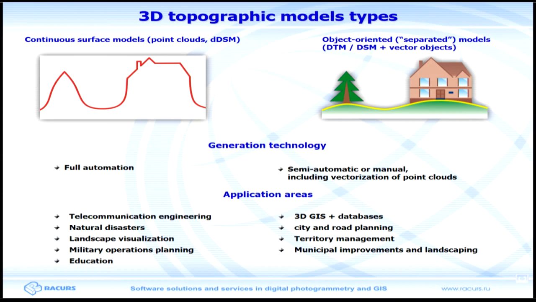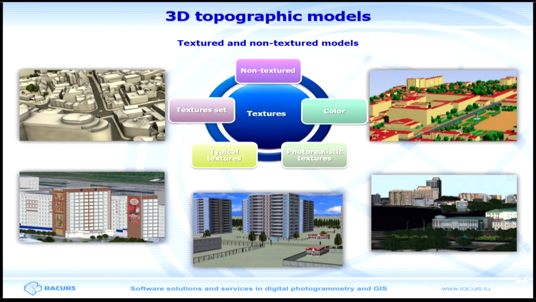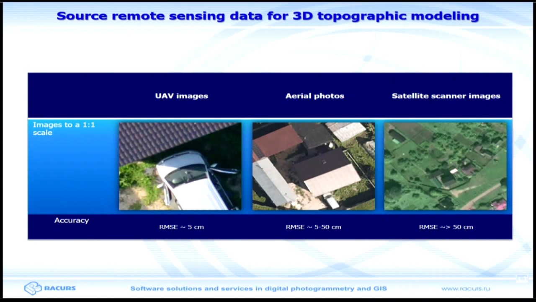In the first case, we have to do everything automatically, and in the latter, human interference is required, although automatic processing is also involved. Areas of application are quite wide. In the latter, we talk about the 3D geoinformation system. In terms of texturizing, models can vary. You can color them by adding natural colors, making them photorealistic.